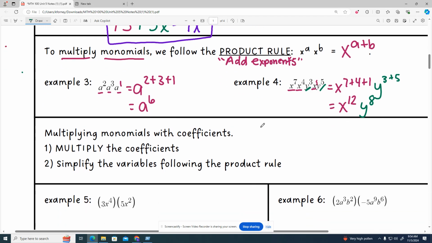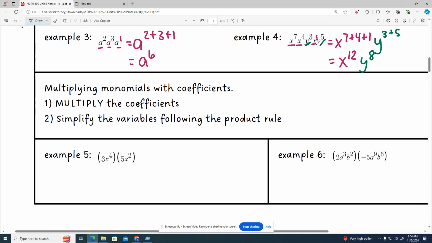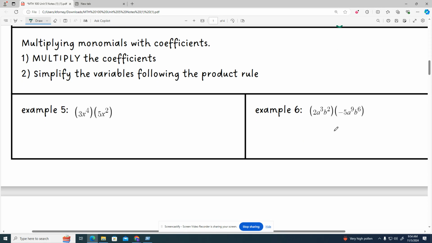Okay? So that is when you just are looking at the monomials without coefficients. Now we want to look at multiplying monomials that have coefficients, meaning it has that number that's being multiplied by the variable term. So we are looking at example 5. When you have coefficients, you multiply the coefficient. So here we would have 3 times 5. And it says simplify the variables following the product rule.